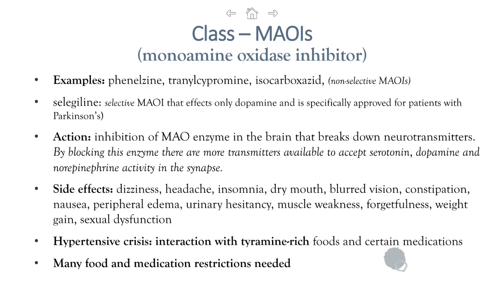Side effects, however: dizziness, headache, insomnia, dry mouth, blurred vision, constipation, nausea, peripheral edema, urinary hesitancy, muscle weakness, forgetfulness, weight gain. It can cause a hypertensive crisis, which is when interacting with tyramine-rich foods. So really what I want you to take from this with the MAOIs is that they have to have a diet that's very strict, and they have to be careful of tyramine-rich foods. And there are many foods that contain tyramine.